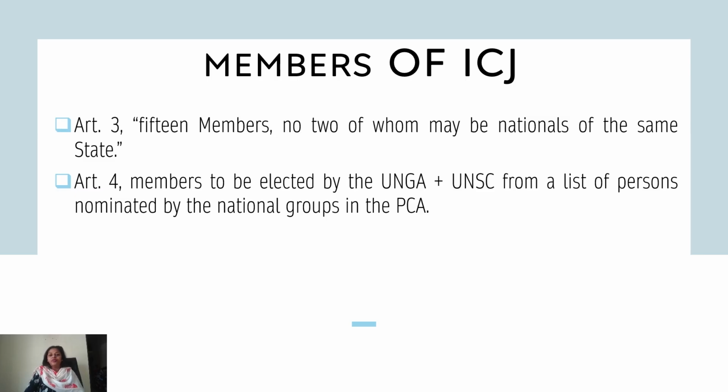So there are 3 important pillars here. General Assembly and Security Council, they decide from a list, and the list is from the Permanent Court of Arbitration, and this list is given by the national group.